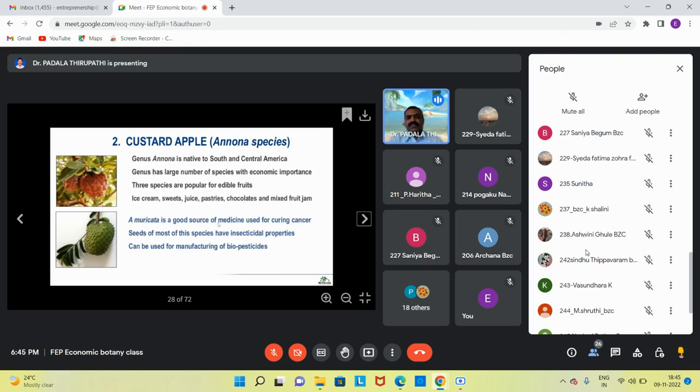Annona muricata is a good source of medicine used for curing cancer. So this is Annona muricata, my dear friends. And seeds of most of these species have insecticidal properties.